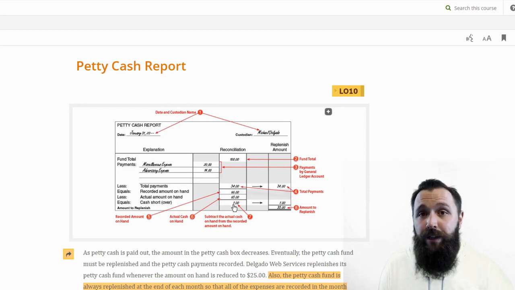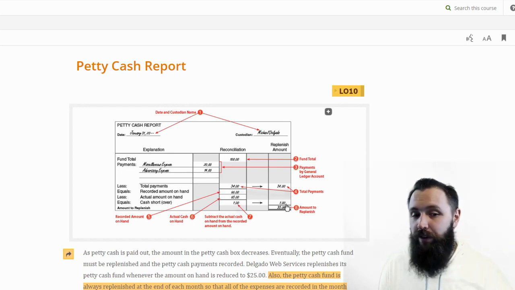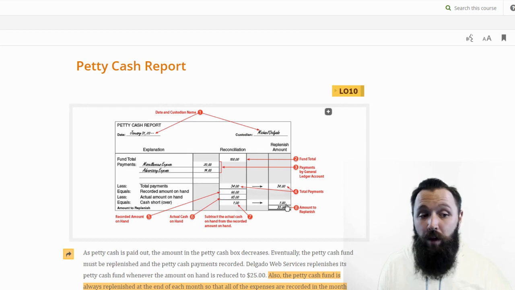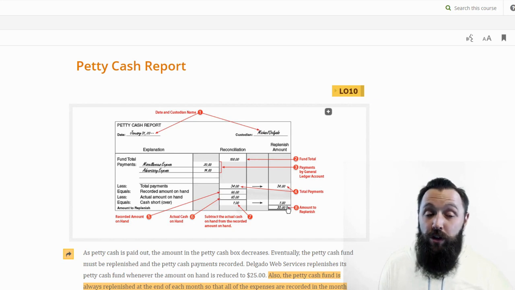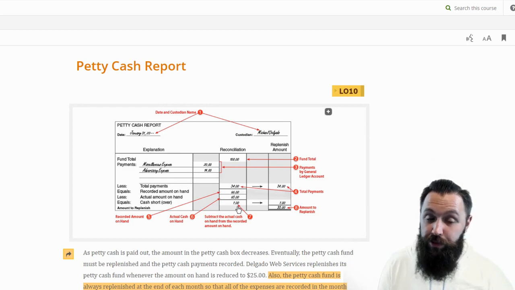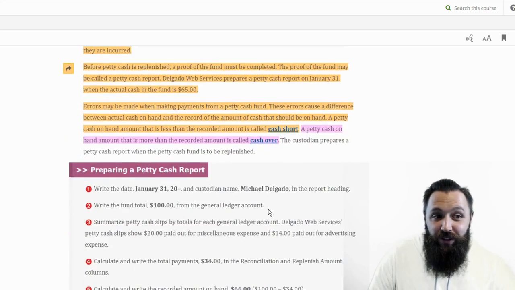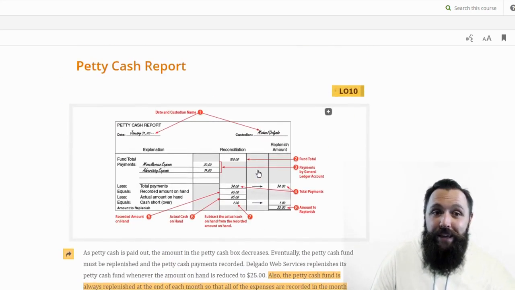So what do we need to do to get this fund back to 100? Because it's cash short, we need to put $1 over here on the right-hand side. Do we need to put $1 more or $1 less in there? Well, we need to put $1 more because we're missing $1. So it's 34 plus 1 equals $35 to replenish our petty cash fund. Now, if this was over, this would be in parentheses. And over here, we'd actually have to put $1 less in, right? Because we had $1 additional dollar. So that's our cash short and cash over and our petty cash report.